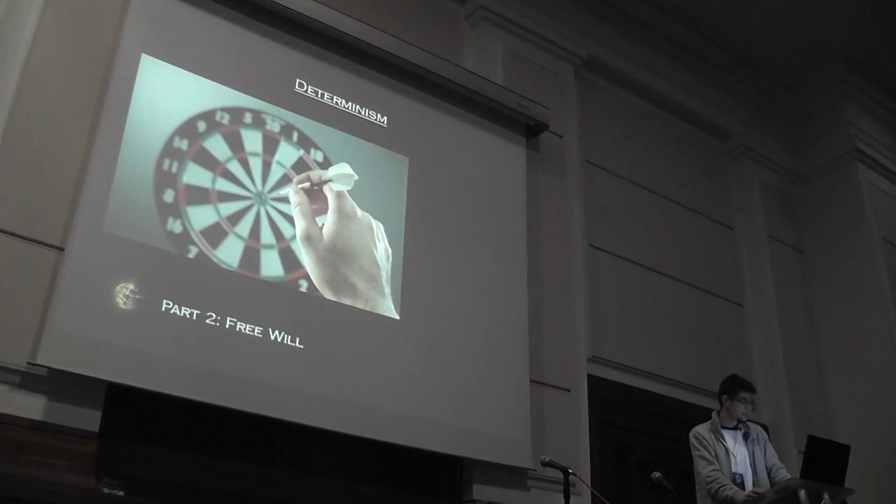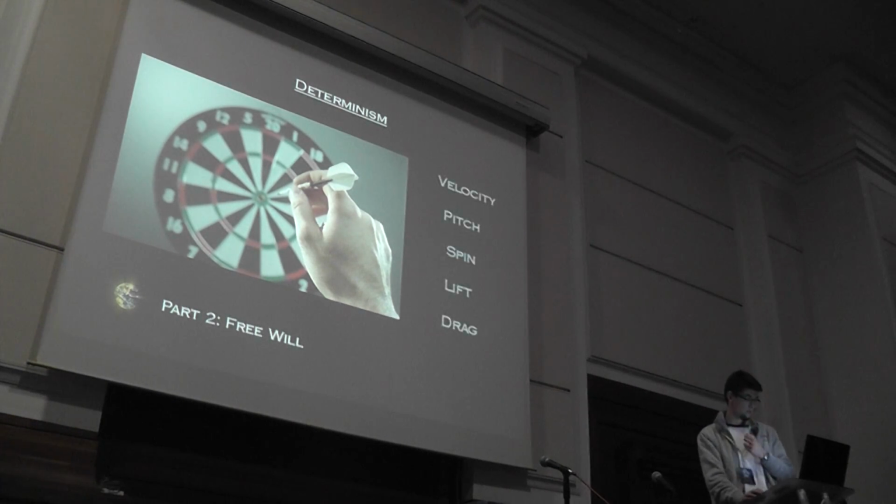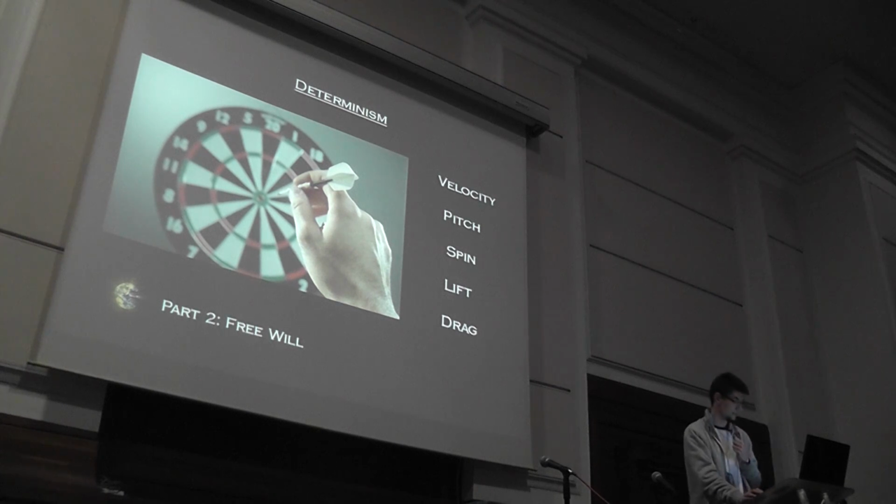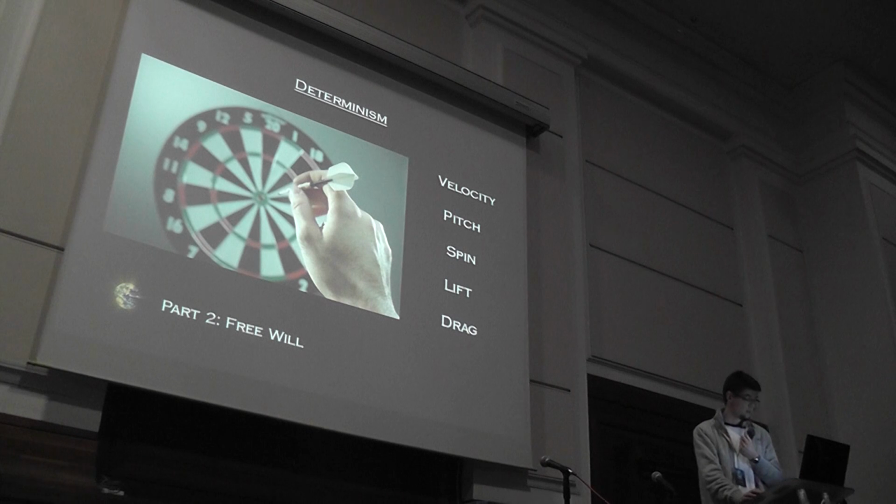To illustrate this, imagine playing a game of darts. If we know the laws of motion that govern the flight path of the dart, along with the initial conditions of the launch, such as the velocity, pitch, spin, lift, and drag of the dart, along with information about the volume of air the dart has traveled through, then we can predict where the dart will hit the board. The more information we know about the preceding events, the more accurate our prediction becomes.